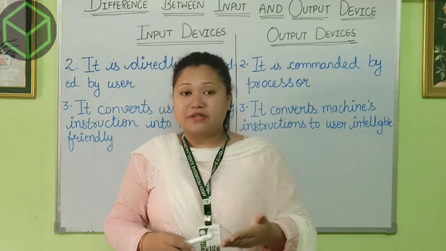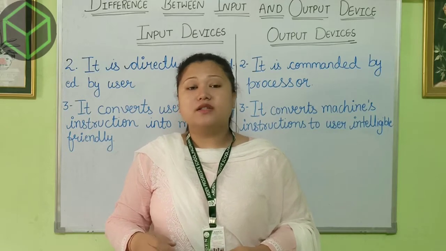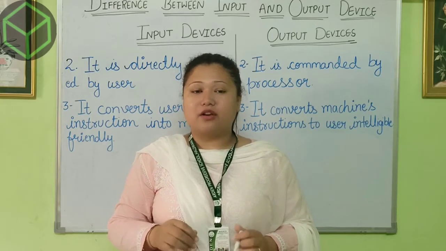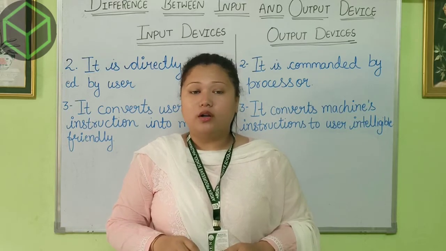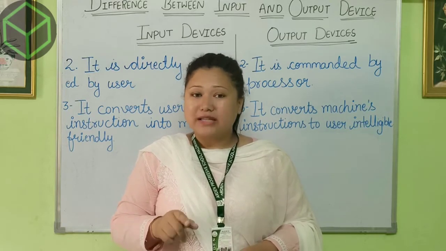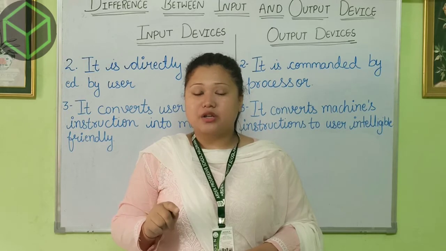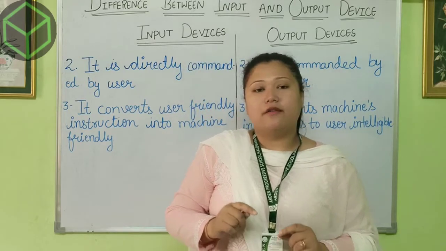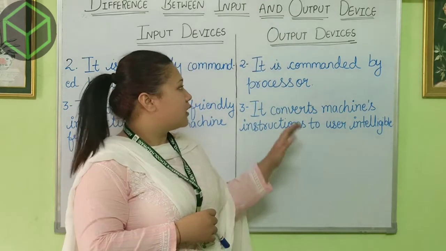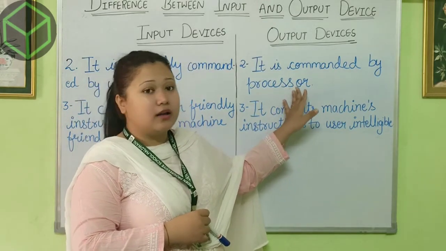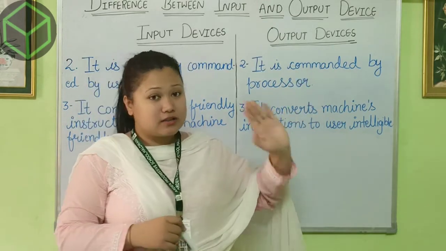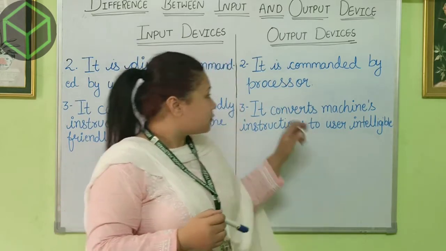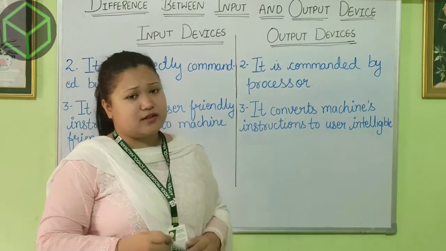You can see here it is directly commanded by the user. Whatever instruction you are giving, first it will go through an input device, like when you are giving it with the help of a keyboard or a mouse. So these are input devices. The instruction you are providing goes through it, and afterward it is processed by the CPU, which is the brain of the computer. It is commanded by the processor.